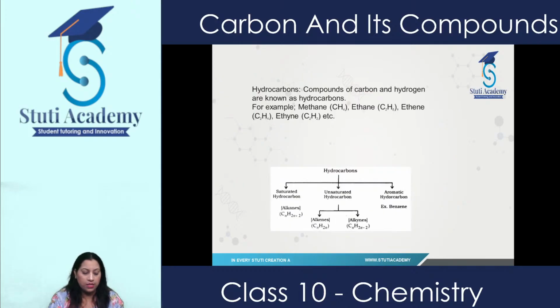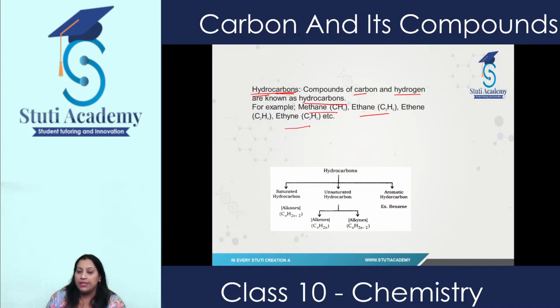Now let's look at the hydrocarbon. As I told you, these are compounds which contain carbon and hydrogen. If you look at the spelling of hydrocarbon, from the name you get an idea of what is present in it. Hydro means hydrogen and carbon means carbon. So if compounds contain carbon and hydrogen, we call them hydrocarbons. Examples are methane, ethane, ethene, ethyne, butane, propane. There are so many examples.